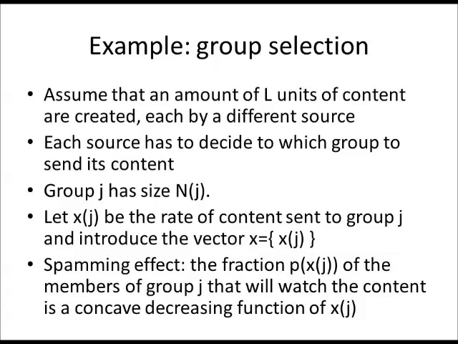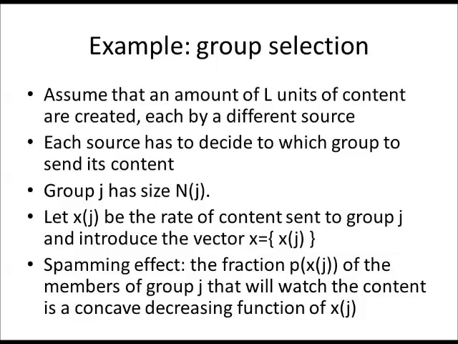I will now present an example of a group selection problem in social networks. I'll first model and show how to solve the finite player problem and then the case of population game. Assume that there is a rate of L units of content that are created per time unit, and each unit by a different source. Each source has to decide to which group to send its content.